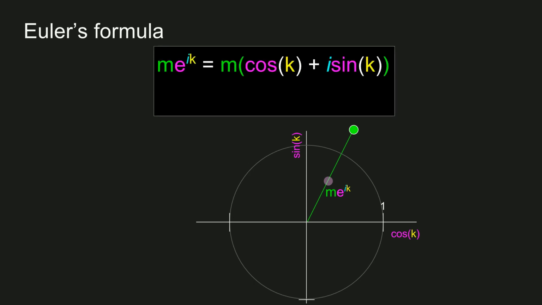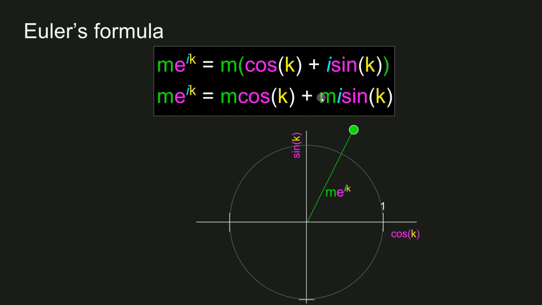And that gives me m e to the ik, where m is the distance to the origin. You can see that in all the previous examples, m was implicitly set to 1. Writing this out in Euler's notation gives us m times cosine k plus i sine k, or m e to the ik equals m cosine k plus m i sine k.